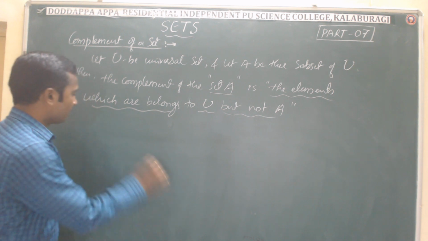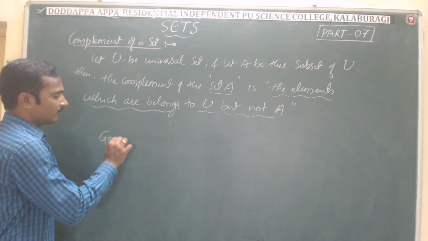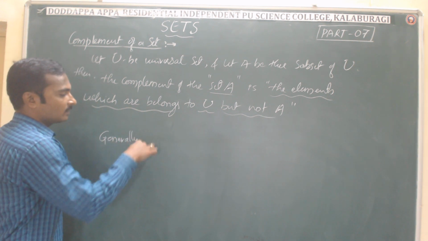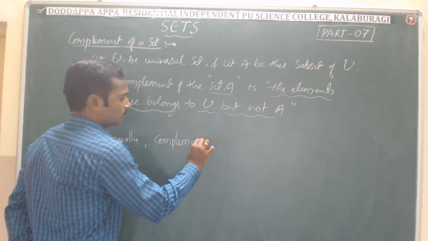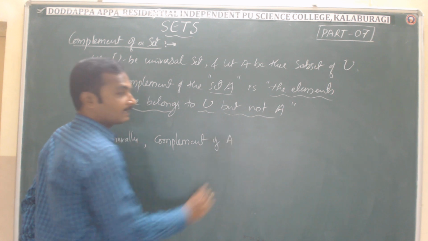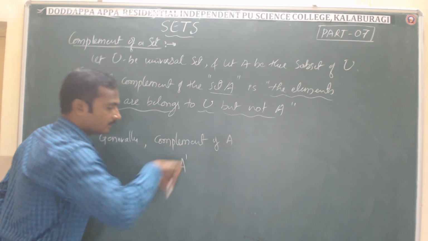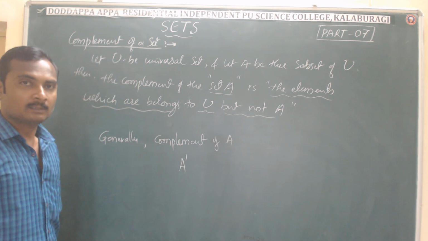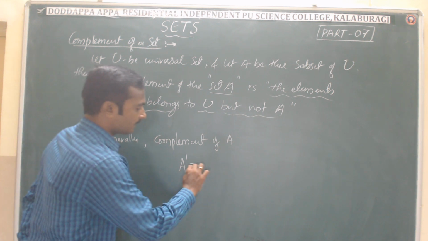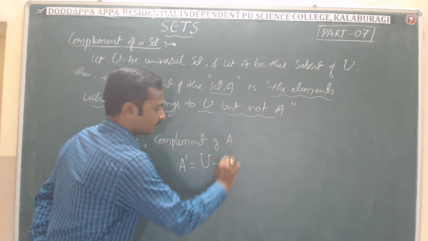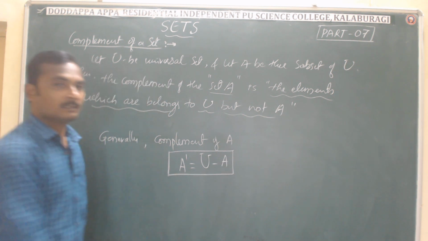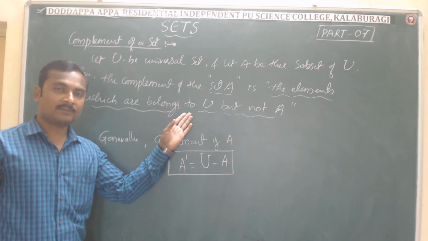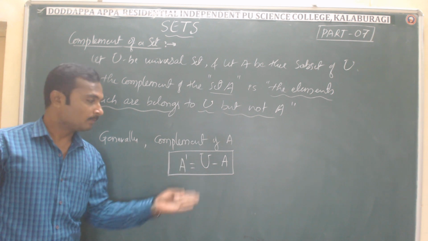It means what? Generally, how will we write it? The complement set of the set A can be written as A complement, and will be written as the universal set minus A, U minus A. So the definition and the symbolic term are both the same.